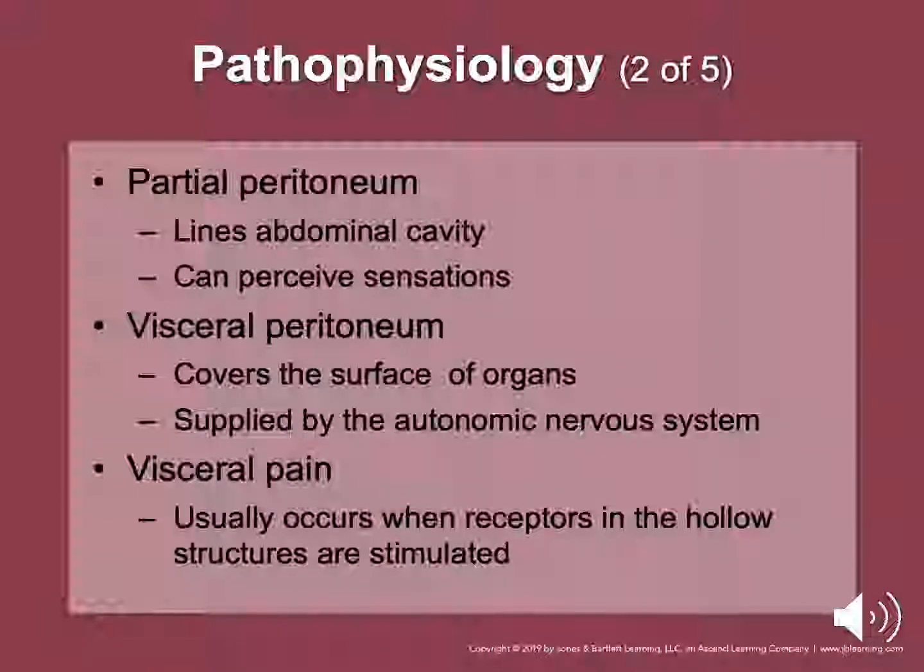It consists of two membranes. The parietal peritoneum lines the walls of the abdominal cavity, supplied by the same nerves from the spinal cord that supply the skin overlying the abdomen, and it can perceive the sensations of pain, touch, pressure, heat, and cold. The visceral peritoneum covers the surface of each of the organs in the abdominal cavity, supplied by the autonomic nervous system. It is stimulated when distension or contraction of the hollow organ activates the stretch receptors.